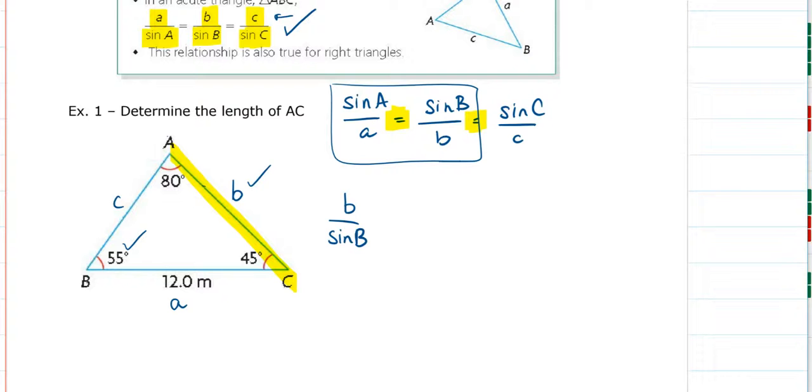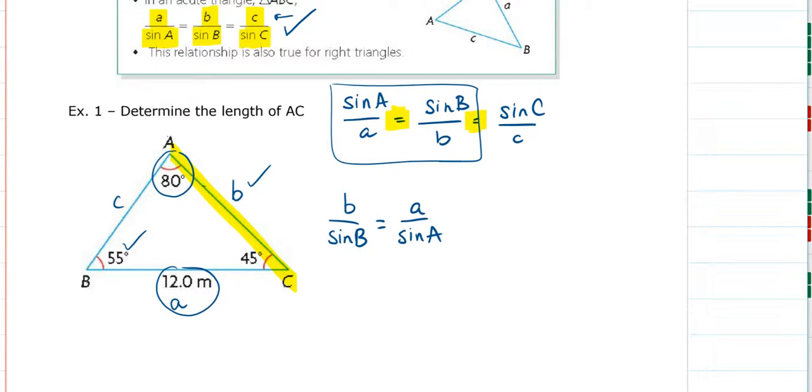Now I'm going to make that equal to another ratio on my triangle, and that ratio is what I'm given. I'm given the side length a, and I'm also given angle A. So I can use the ratio a over sine A. So I'm going to use this part of my sine law, equating the two ratios.